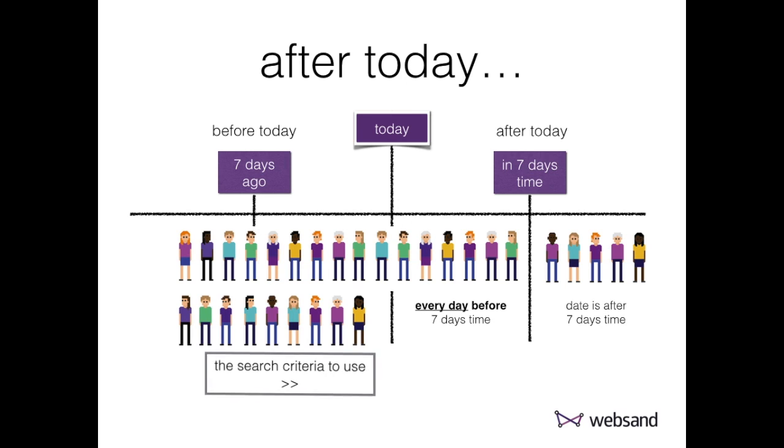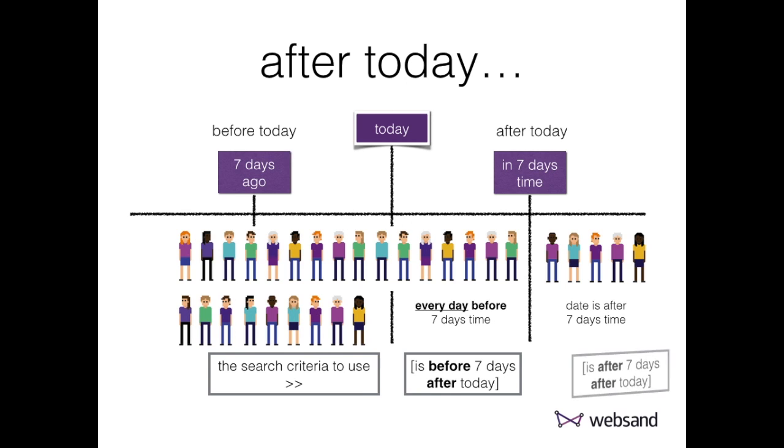Now within the system, the search criteria to use in this is the after today area. So if we're looking at people before an event in the future, we're looking at before 7 days after today. And if we're looking at something after a date in the future, then it is after, in this case, 7 days after today.